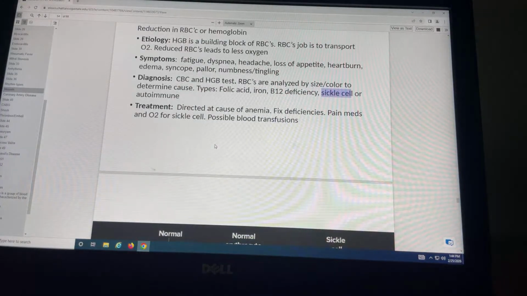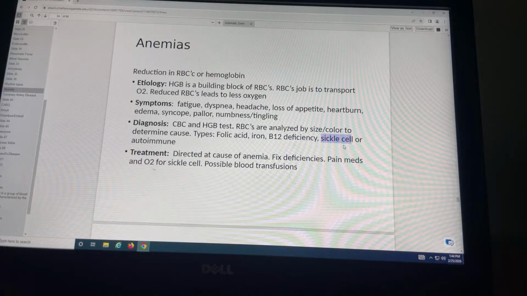Yeah, they get clogged up easier. So that's sickle cell anemia. That's obviously not something you can fix with diet, because that's not the problem, right? So sickle cell is a chronic condition that you just have to deal with. You're just going to have sickle cell anemia forever. Whereas the other ones, like folic acid or iron or B12, if you fix that problem, then it's fixed, right?